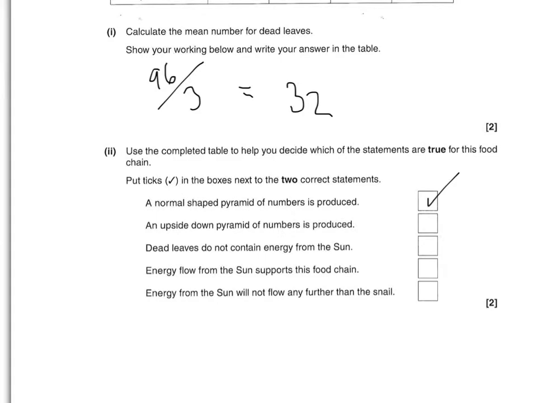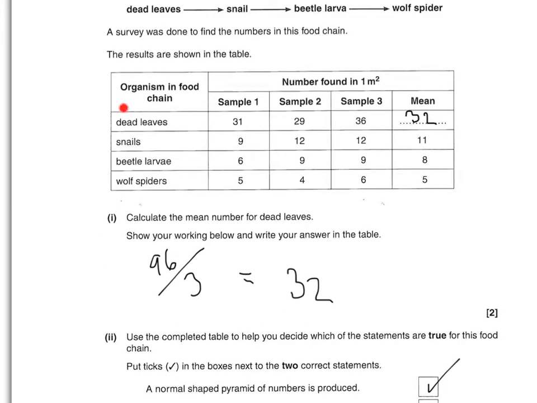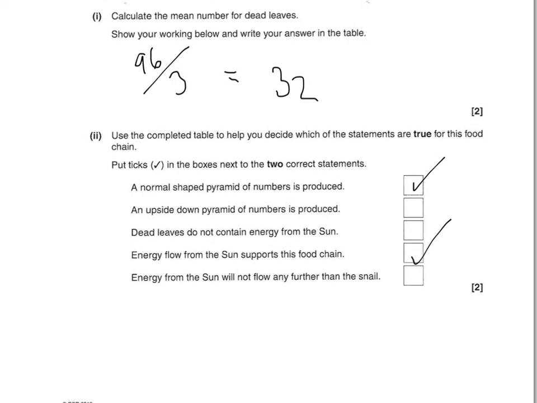And that the energy flow from the sun supports this food chain. The reason you know that is because the bottom of the food chain is a plant, so therefore the sun will give that plant the energy it needs.